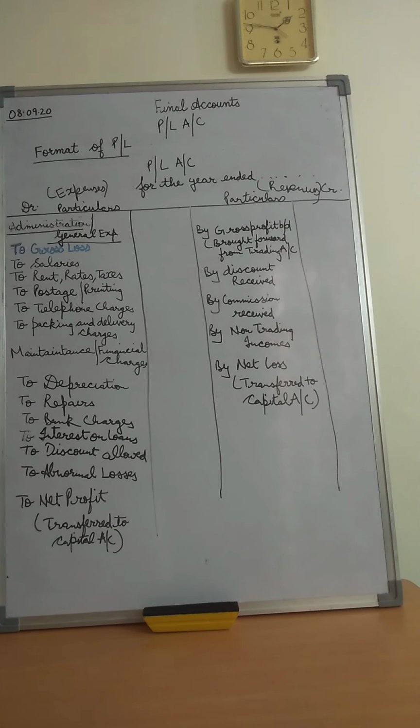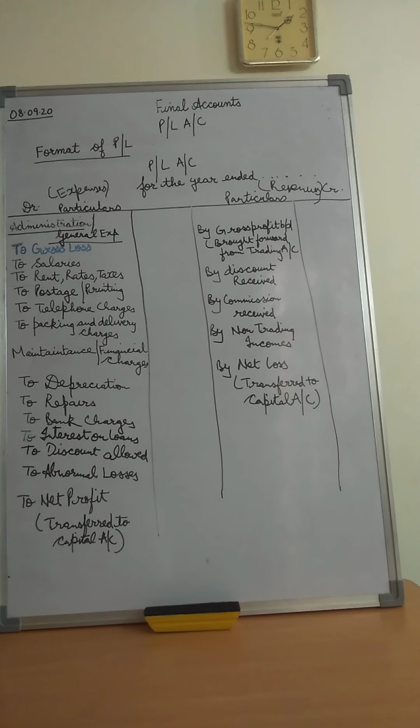Now children, when we talk of the P&L account, the format is in front of each one of you. How do we prepare the P&L account? Kindly note the main items which appear in the P&L account, as we have talked also, are number 1, office and administration expenses. Now these expenses, children, are done by the business on day-to-day basis.